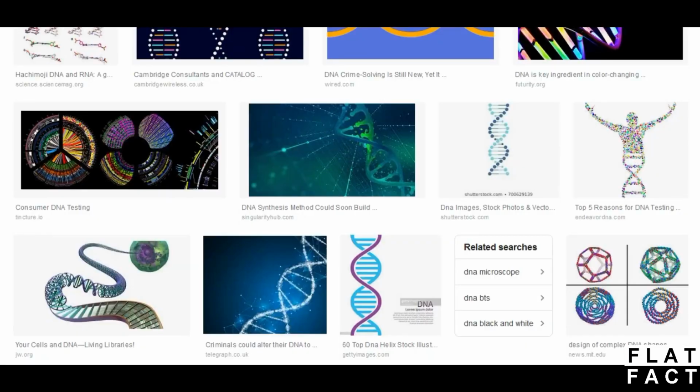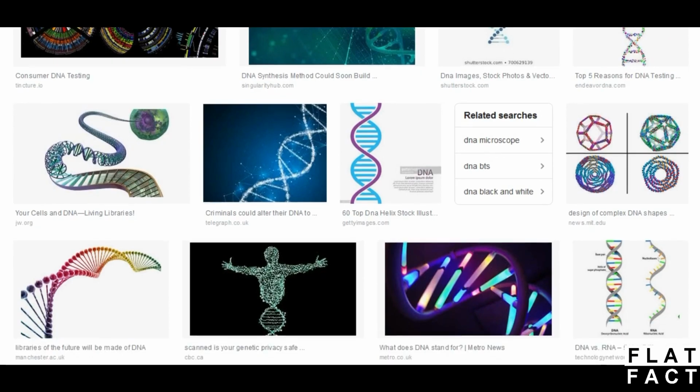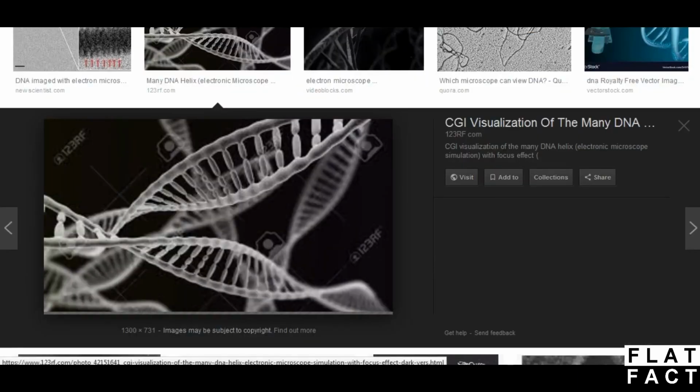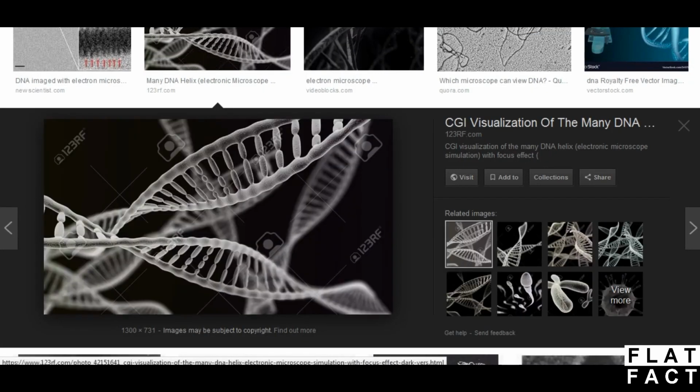Google says microscope images. Let's have a look. Sorry, that's graphics. This image is not real either. Look, it even tells you, it says CGI visualization of the many DNA helix, an electronic microscope simulation with focus effect. Why would you need an electronic microscope simulation?